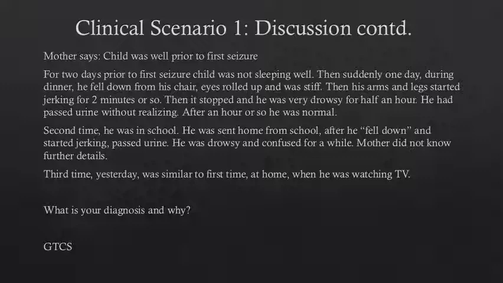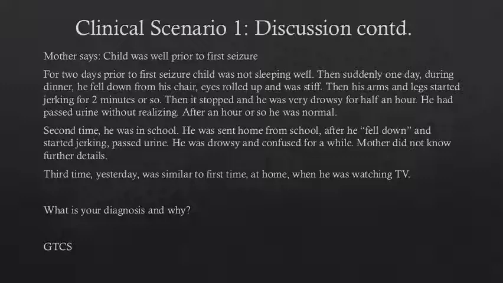Then suddenly, one day, during dinner, he fell down from his chair. His eyes rolled up and his body was stiff. Then his arms and legs started jerking for 2 minutes or so. Then it all stopped and he was very drowsy for half an hour. During this time, he had passed urine without realizing. After an hour or so, he was back to normal.